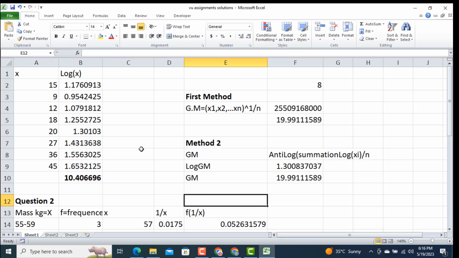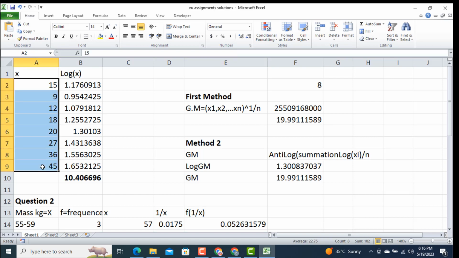So there are two methods available to find the geometric mean of the given set of ungrouped data. The first method: the geometric mean is equal to multiplying all the values of the given data and then taking the nth root of that product. The number of values in the data is 8. If you look at this, the count is 8. It means the value of n is 8.